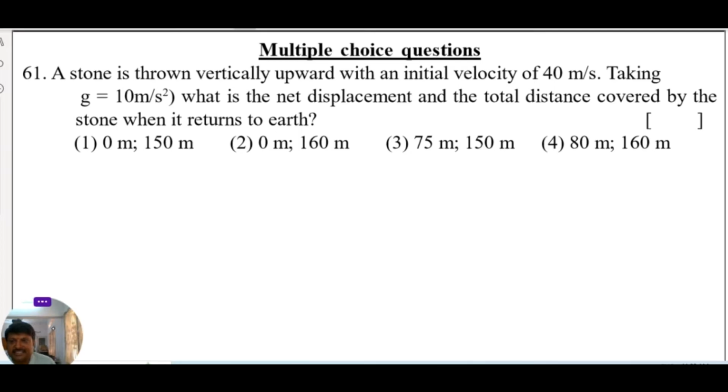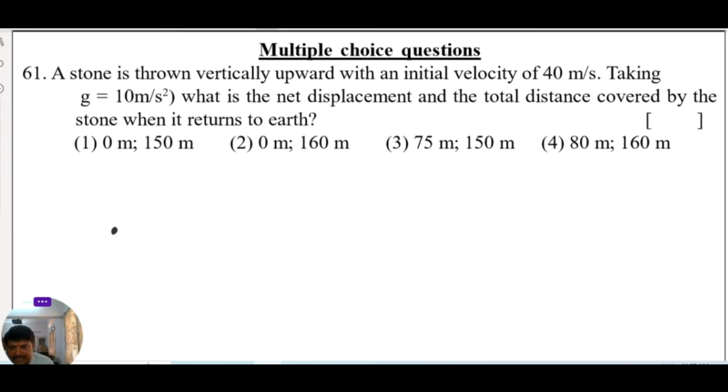Let's start. 61. A stone is thrown vertically upwards with an initial velocity of 40 meter per second. G equal to 10 meter per second square. What is the net displacement and the total distance covered by the stone when it returns to the earth?